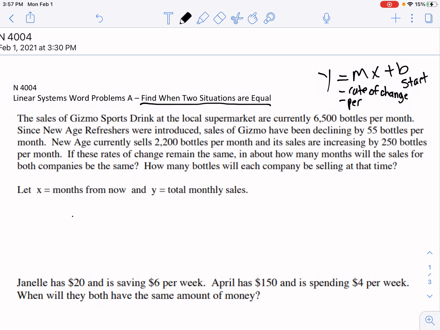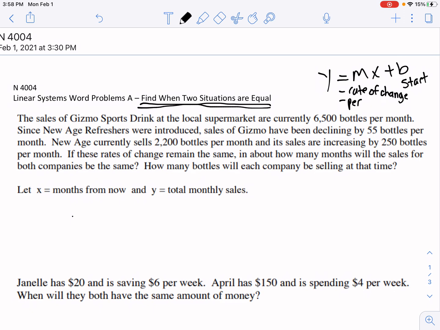Okay, so in this situation, like I talked about, notice the two questions here say if the rates of change remain the same, and about how many months will the sales for both companies be the same, okay? So that's what I was talking about here when we say we're finding when two situations are equal. In this case, they're talking about in how many months will the sales for both companies be the same. Okay, so let's go back and reread this.